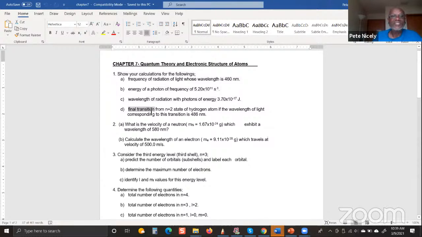Okay, let's look at this question right here. The final transition from n equal to something of hydrogen, if the wavelength of light corresponding to this transition is 486 nm. Now, the problem with this question is that they're not telling us if the light is absorbed or emitted, because that's very important. So I can't do that question. That question does not give enough information.